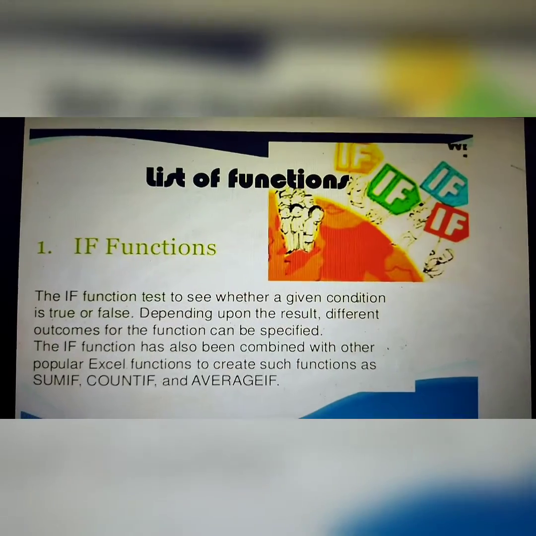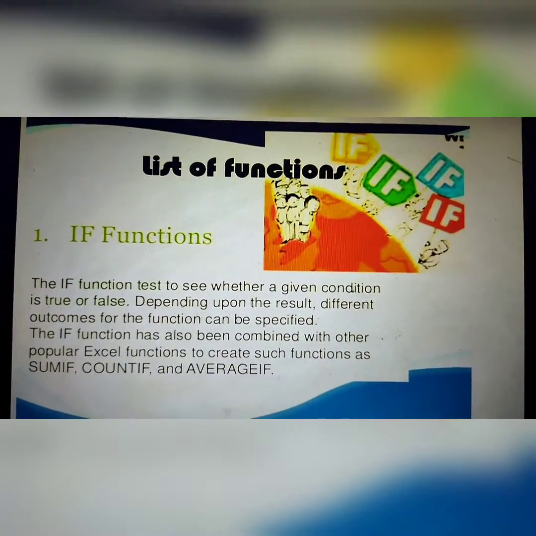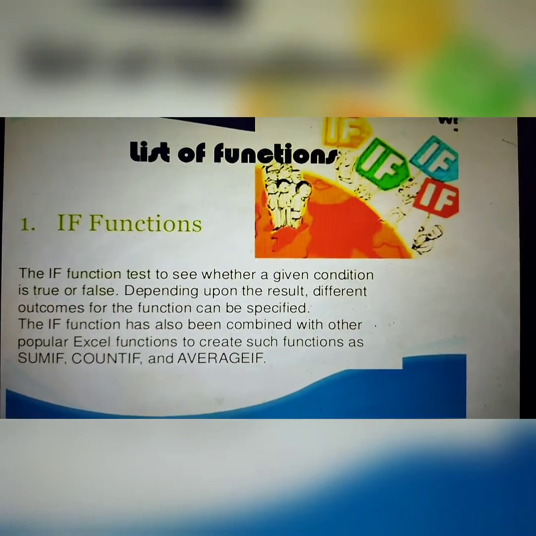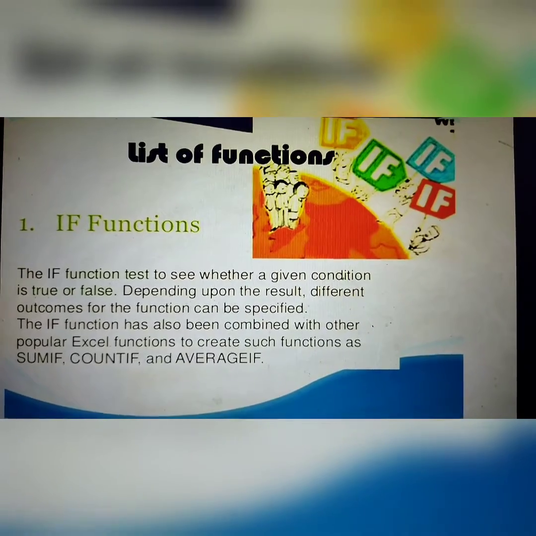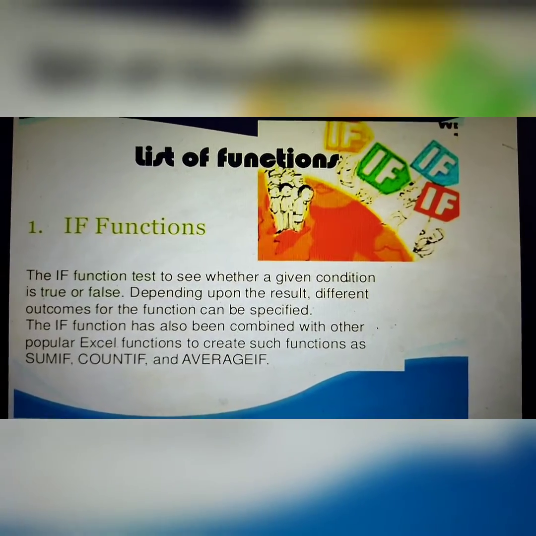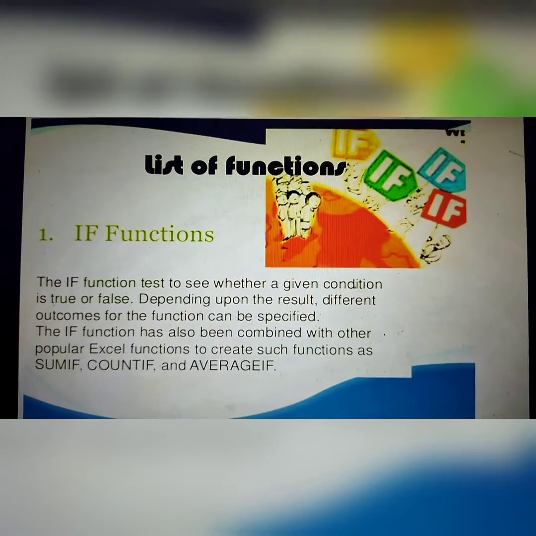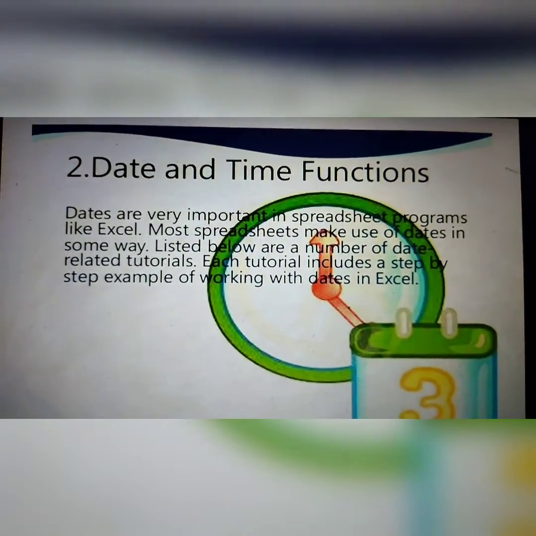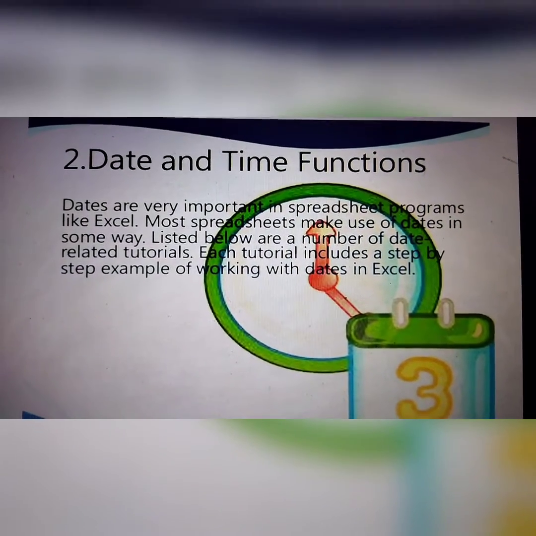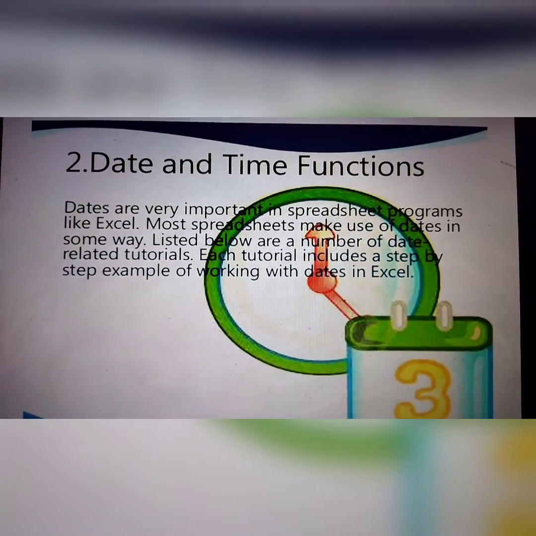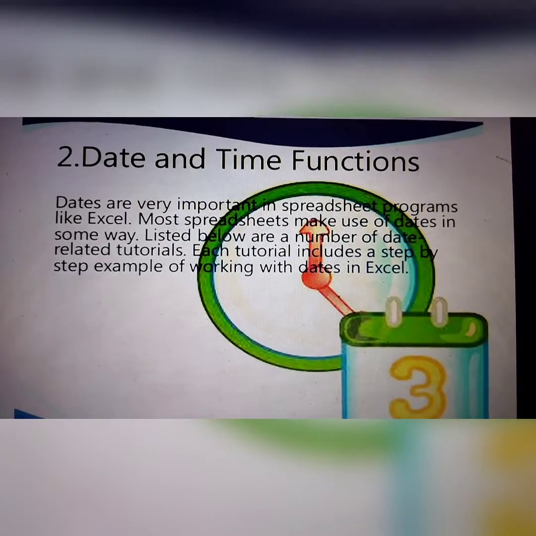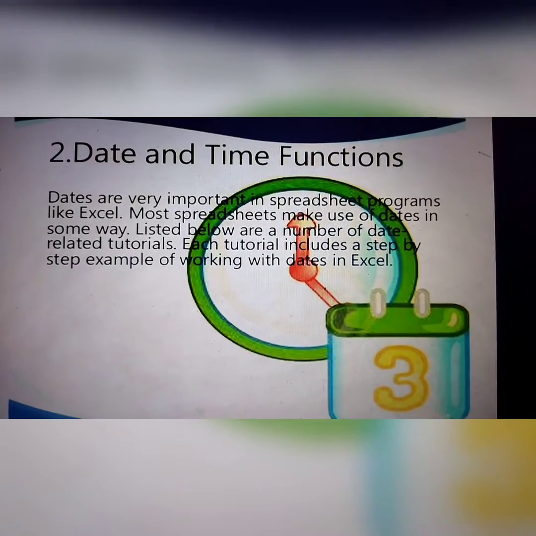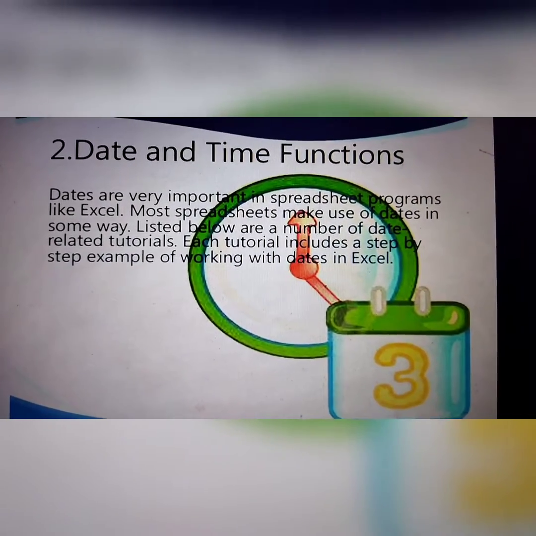Next you can see a list of functions. First is the IF function. The IF function tests whether a given condition is true or false. Examples are Excel functions such as SUMIF, COUNTIF and AVERAGEIF. Now next is the date and time functions. Dates are very important in spreadsheet programs like Excel. Most spreadsheets make use of dates in some way. Listed below are a number of date-related tutorials, and each tutorial includes step-by-step examples of working with dates in Excel.